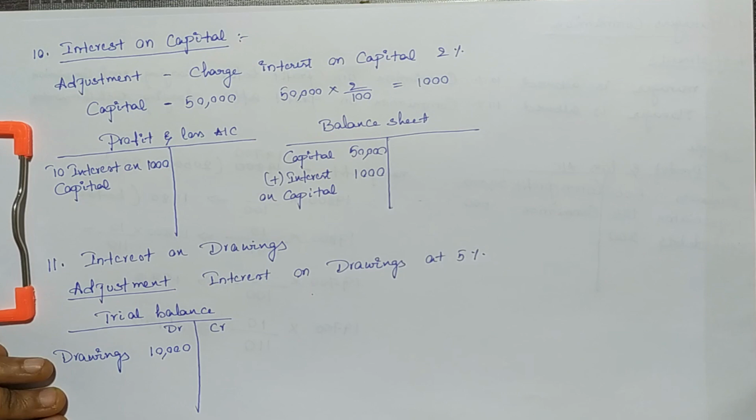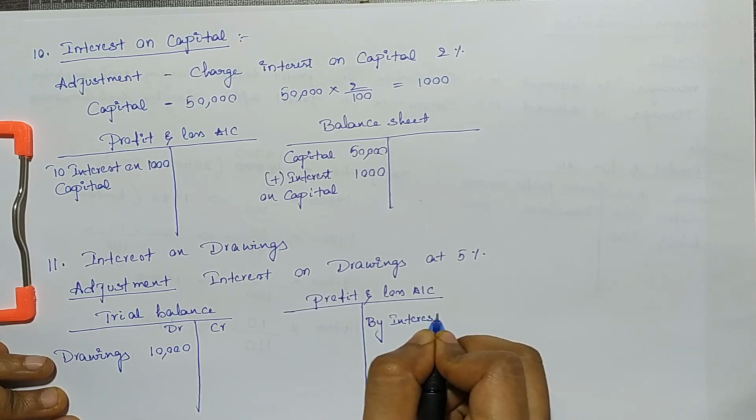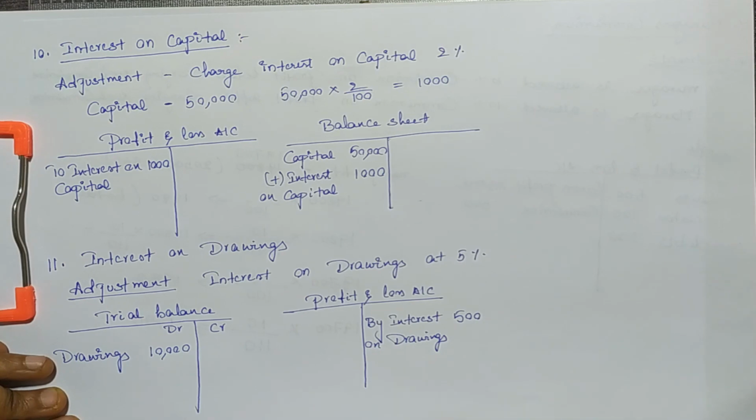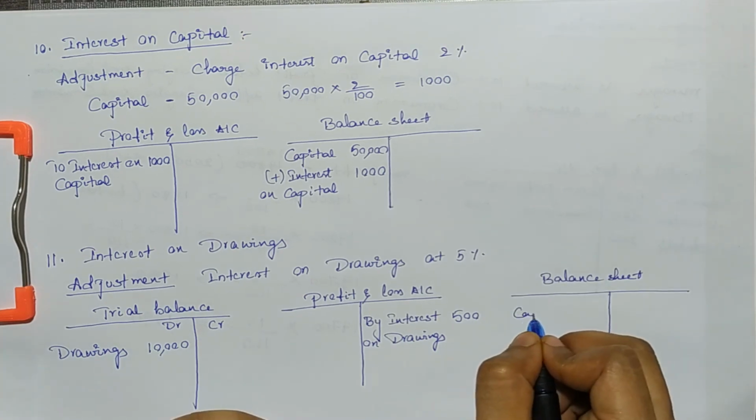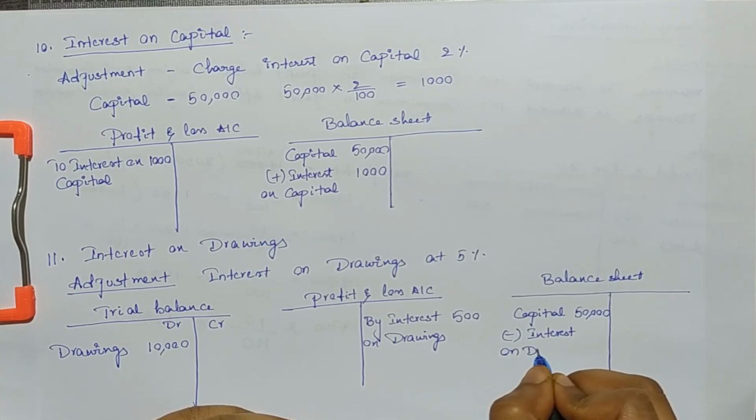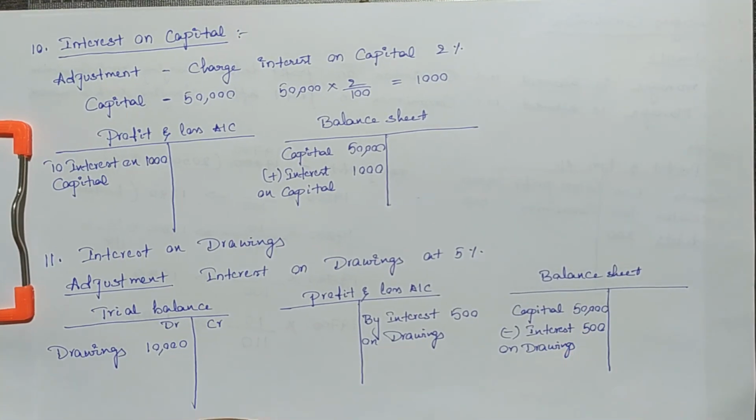Next adjustment is interest on drawings at 5%. In the trial balance, we have drawings amount on the debit side, that is 10,000. 5% on 10,000 comes to 500. This 500 amount, we mention it on the credit side of the profit and loss account as by interest on drawings, and we will deduct this 500 amount from the capital amount on the liability side of the balance sheet.